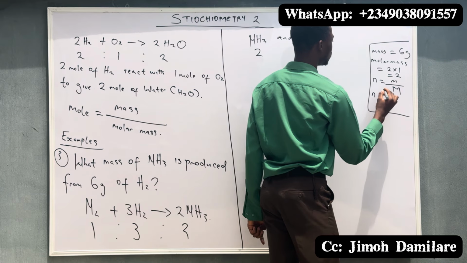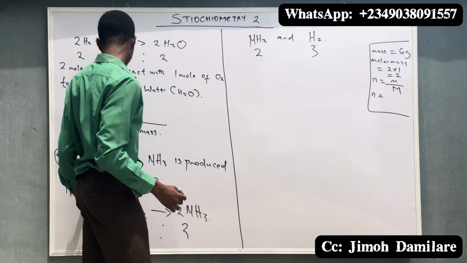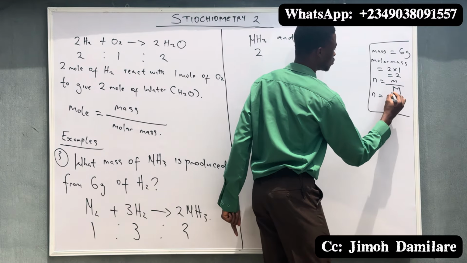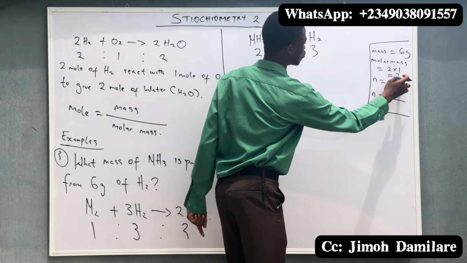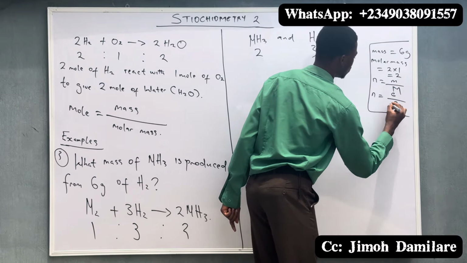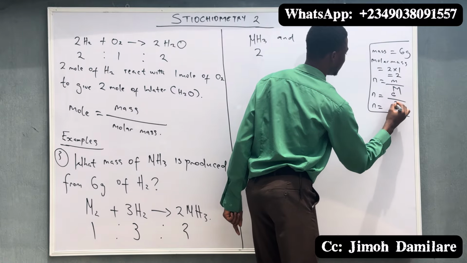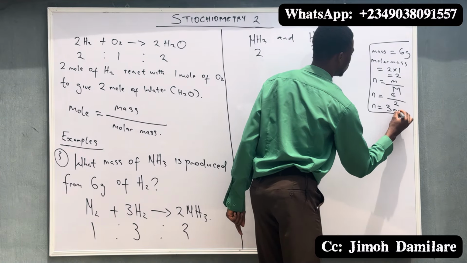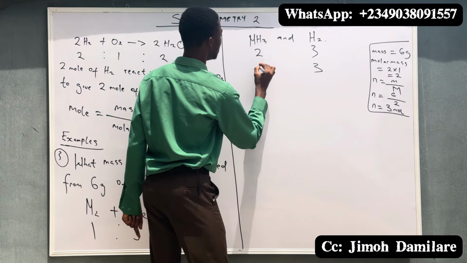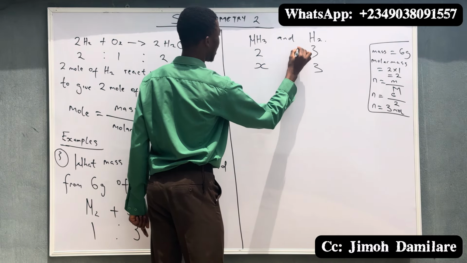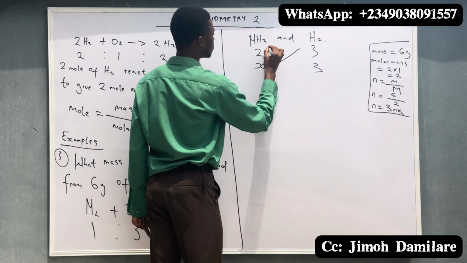So what is our mole? Our mole, n, is equal to the mass, which we have been given as 6 grams, all over the molar mass, which is 2. So n is equal to 6 divided by 2, which gives us 3. So we have 3 moles. We can now put that here. So 3 moles of hydrogen will give X moles of ammonia. So we can now cross multiply.